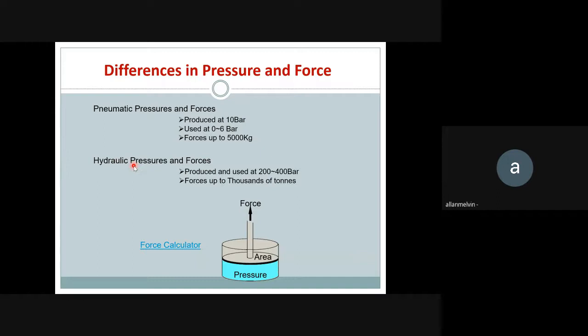And for hydraulic, generally it produces and uses around 200 to 400 bar. So here 10 bar, here 200 to 400. So meaning this system can be used for a force 20 times to 40 times compared to pneumatic. Okay, and it can be used for forces of thousands of ton. Yani 5,000 kg is 5 ton. So this is thousands of ton. So that's why we see most of the heavy machines are using hydraulic.